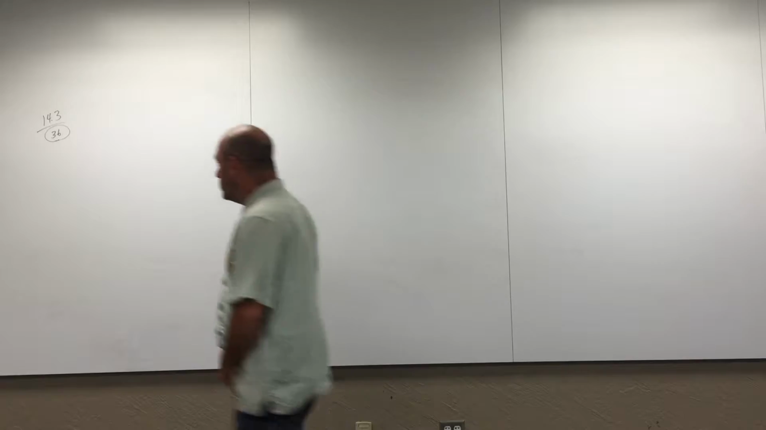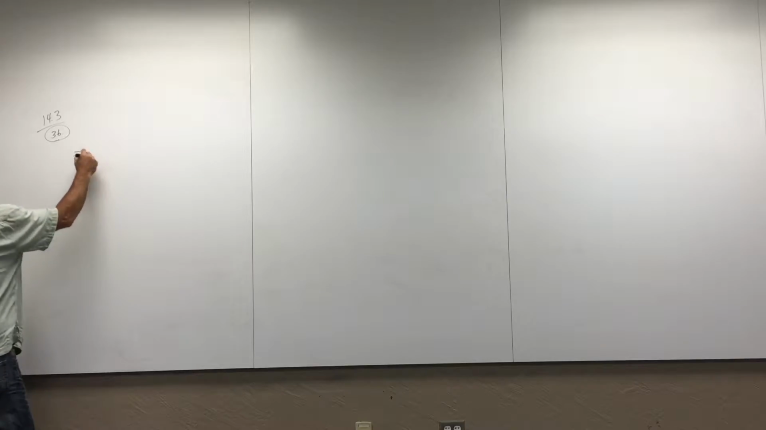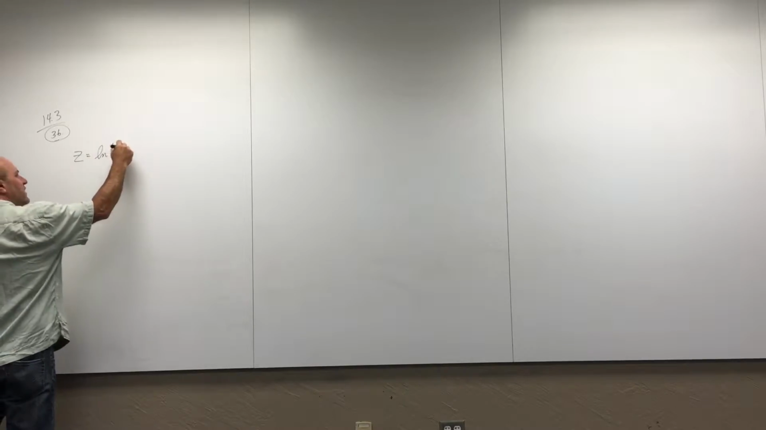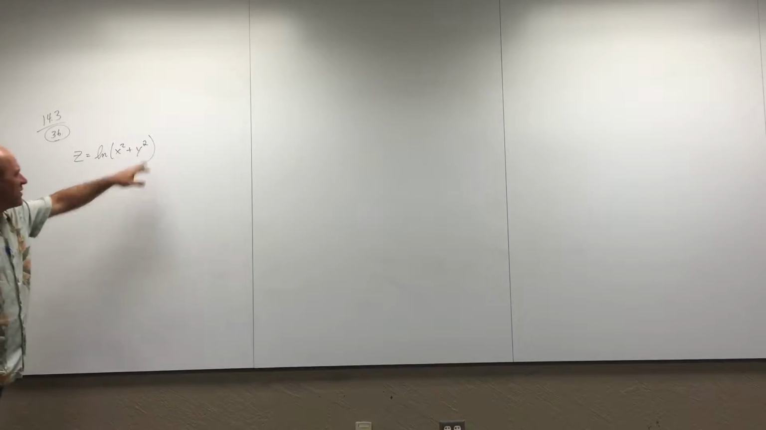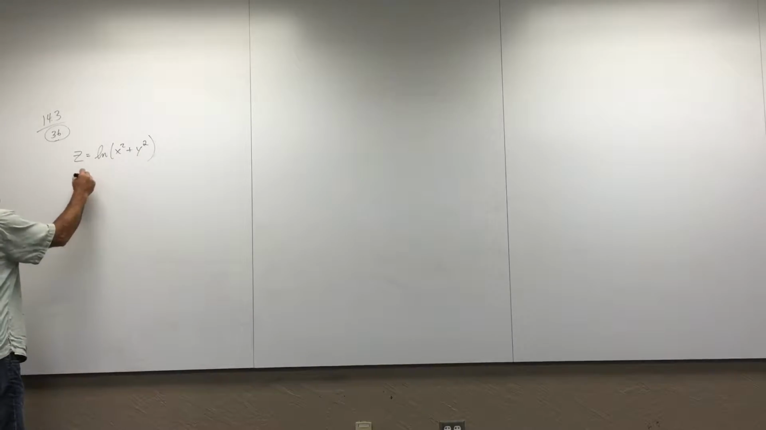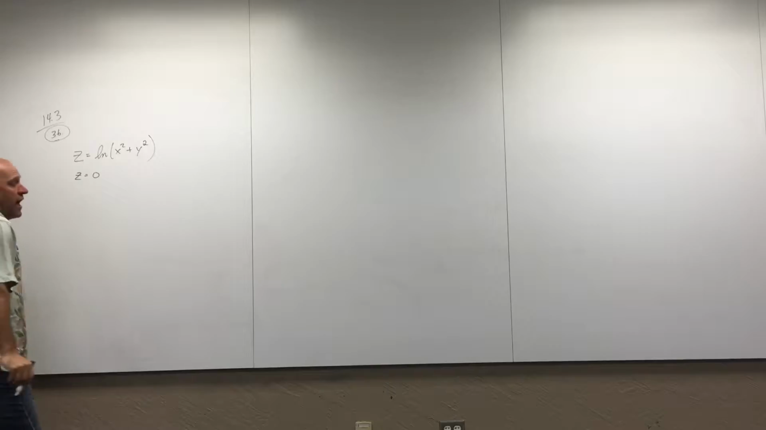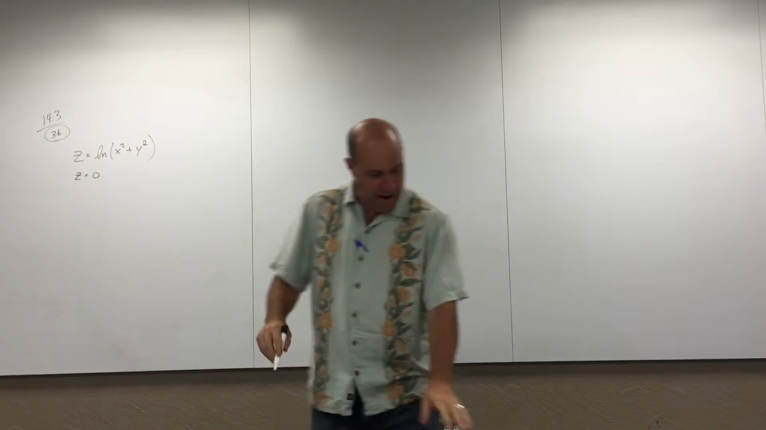Z equals, right off the bat, this is a little weird. Maybe I'm going to regret picking this problem. This is the natural log of x squared plus y squared. They also give me z equals 0. And then they also give me some other boundaries here.